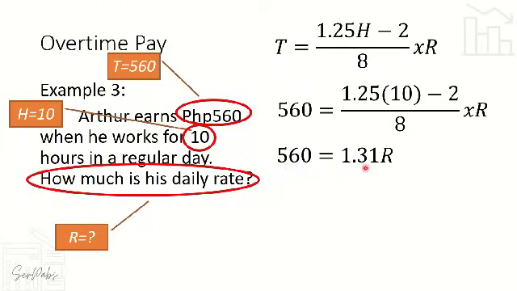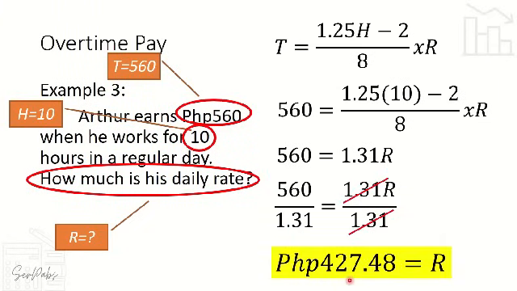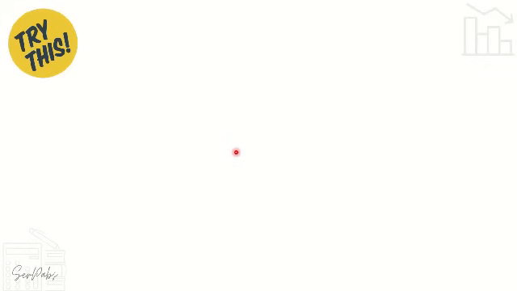So, next, tanggalin natin yung 1.31 para matanggal siya. So, we will divide both sides by 1.31. So, divided by 1.31, divided by 1.31. So, cancel, cancel. Ang 1.31, matitira is letter R. And then, divide. Use your calculator. 560 divided by 1.31. So, R is equal to 427.48. So, yung daily rate ni Arthur ay 427.48. Kaya lang siya naging 560 kasi meron siyang 2 oras na overtime. So, the answer is 427.48.